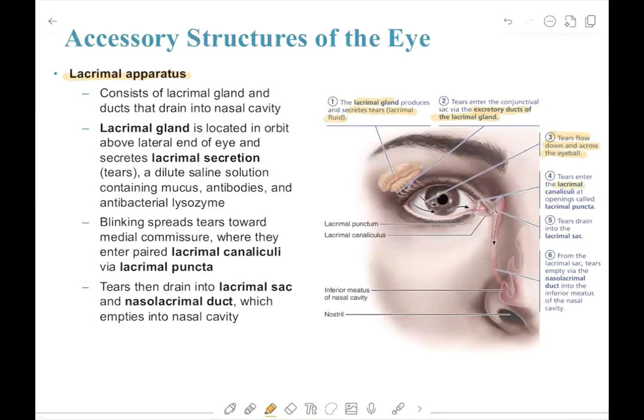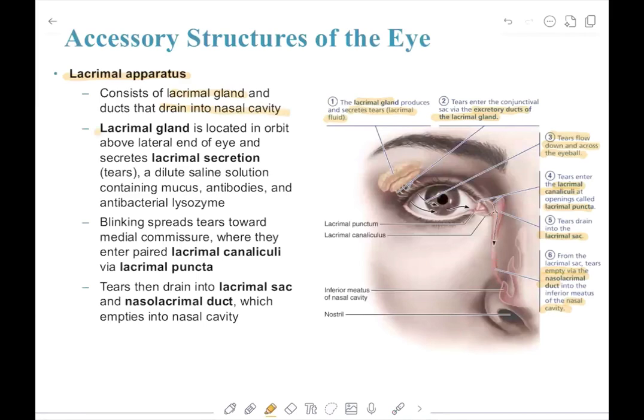Here you can see the lacrimal canaliculus is where those tears are going to enter, and they drain from there into the lacrimal sac, and that empties into the nasolacrimal duct, which goes into the nasal cavity. So, interestingly enough, when there's excess lacrimal secretion, so excess tears, spilling over the eyelid, that could fill the nasal cavity, as you could imagine. And that's what can cause us some nasal congestion or the sniffles. So the lacrimal gland is going to drain into the nasal cavity.